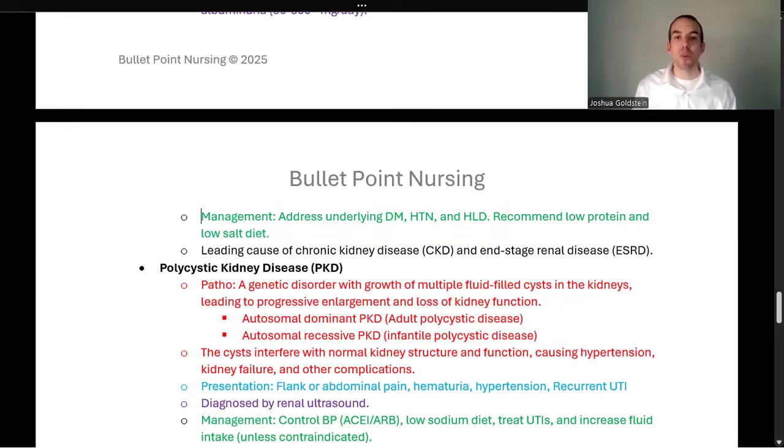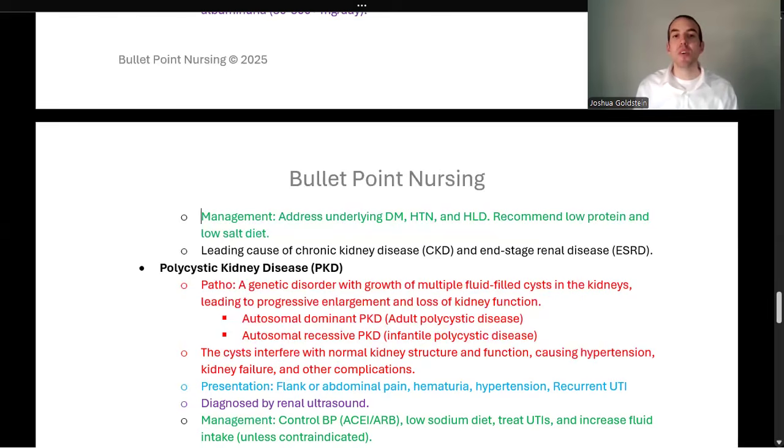There's two types. There's adult polycystic disease and infantile polycystic disease. Obviously, adult would present in your adulthood. I think this one's around 30 to 40 years old is most common versus the infantile one. The cyst will interfere with normal kidney function as well as the normal structure of the kidney as well. So we could see this when we're looking at the kidneys with imaging. This can cause hypertension, kidney failure, and other complications.